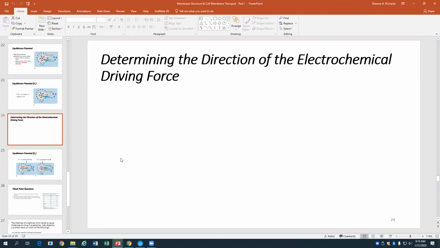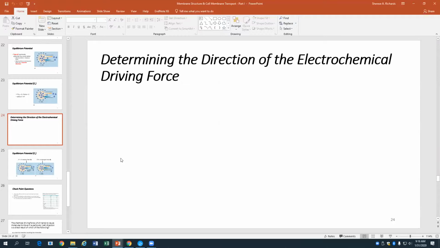About the electrochemical driving force. Last time we introduced the concept of the chemical driving force, which was based mainly on the concentration gradient. And we also looked at the electrical driving force, which is based on the charge of the particle in question and the state of the cell. So the polarity of the cell, right? The difference between negative charge on the inside of the cell and positive charge on the outside.